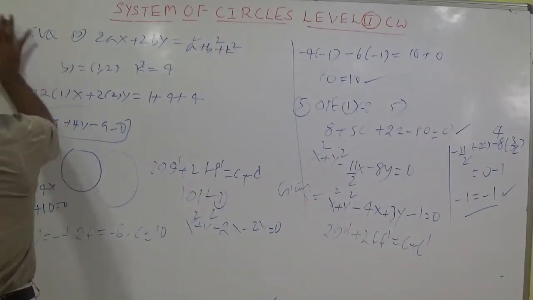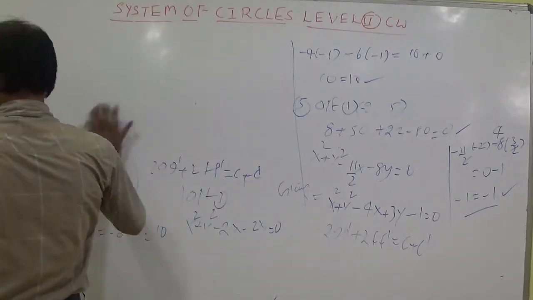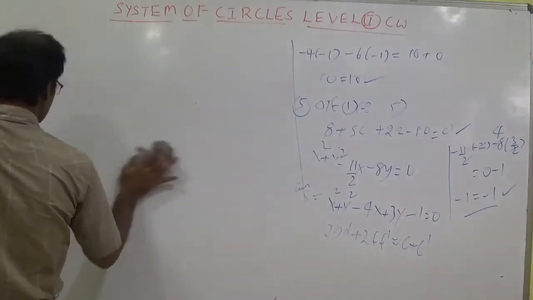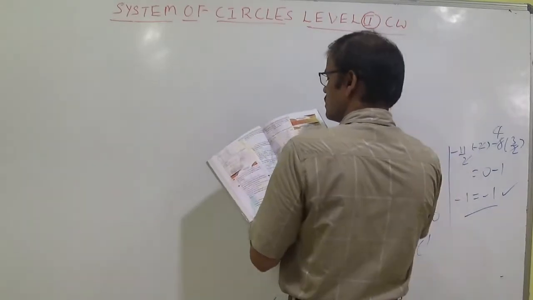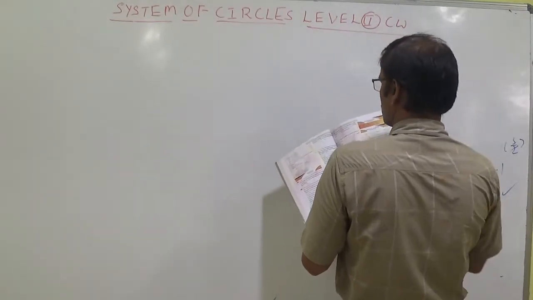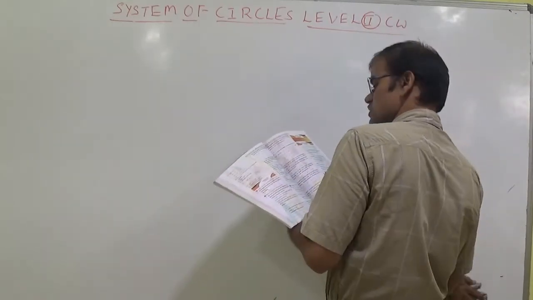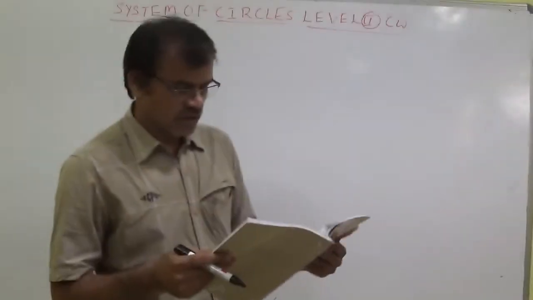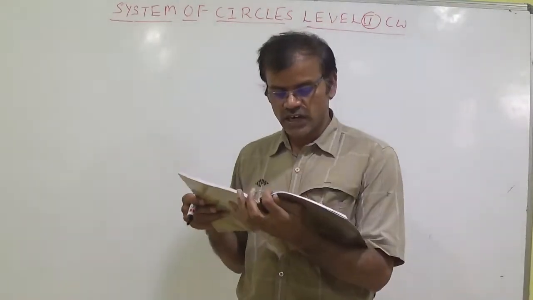Let us discuss the sixth question. x = 1 is the radical axis of two circles which cut each other orthogonally. If x² + y² = 9 is the equation of one circle, what is the equation of the other circle he is asking? x = 1 is the radical axis.